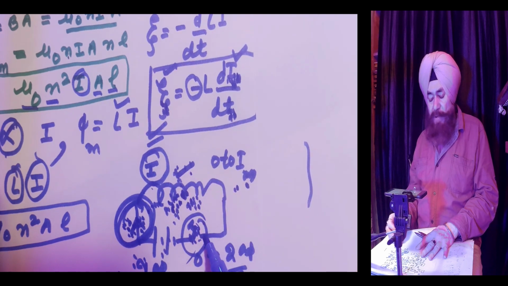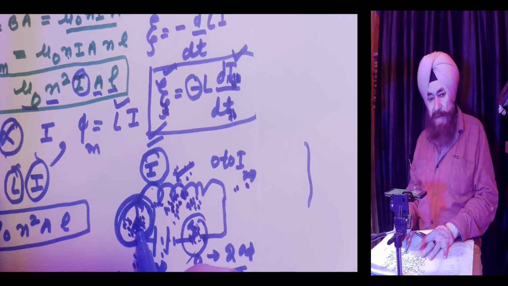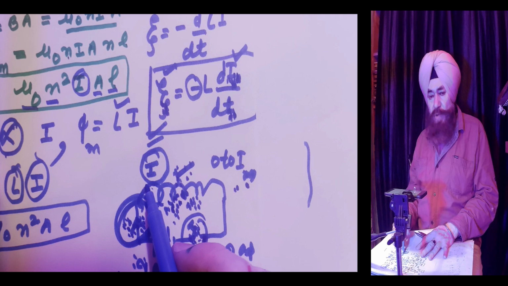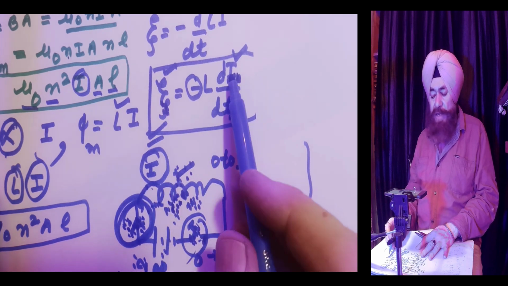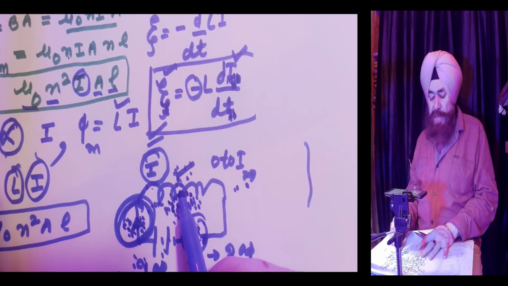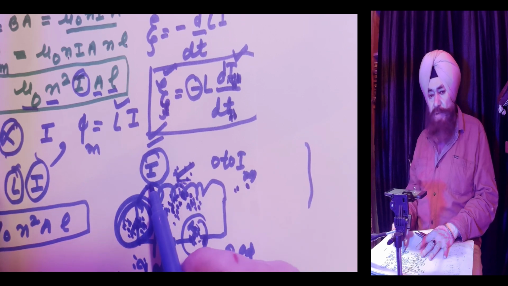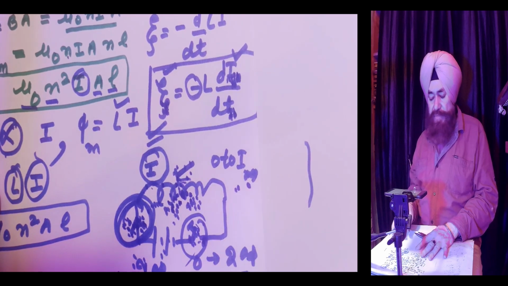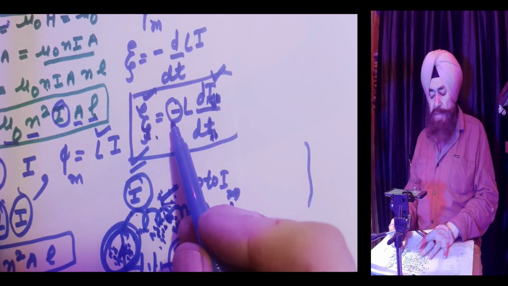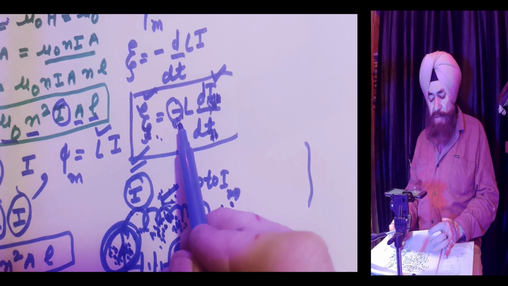So at the time of break, it flows in the same direction as the battery current, but at the time of make, it flows in the opposite direction because then the current was increasing with time. Induced EMF is produced, and the induced current opposes the growth of current, so it flows in the opposite direction at that time. Okay, E is equal to minus L dI by dt. Minus sign means opposition, Lenz's rule.